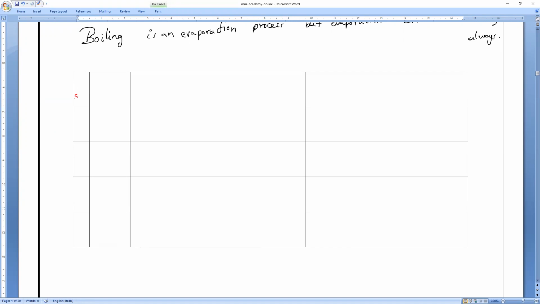First is the serial number: 1, 2, 3 and 4. Then parameters. Everyone will write just differences directly, but here we are representing parameters, so that by seeing these, people will understand it. That is the reason. So the parameters, then evaporation, and next, boiling. Clear, all of you?